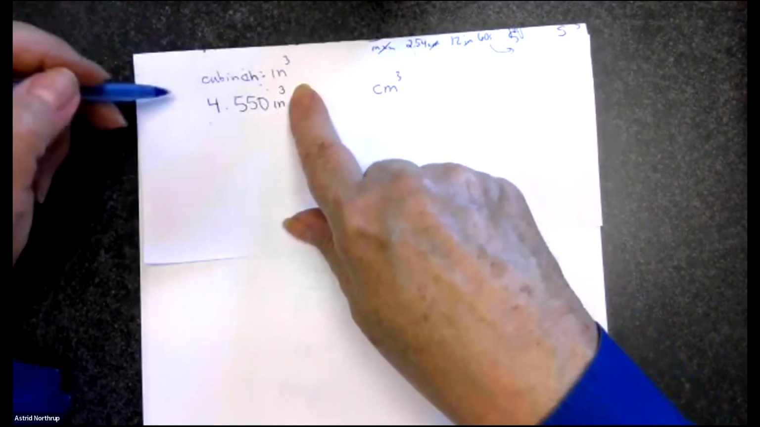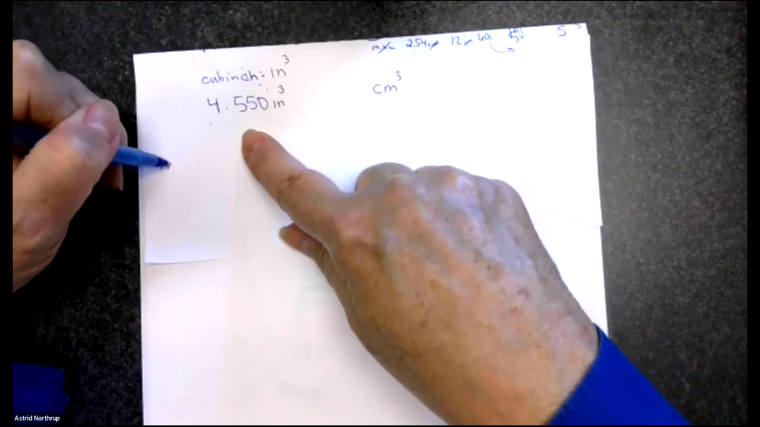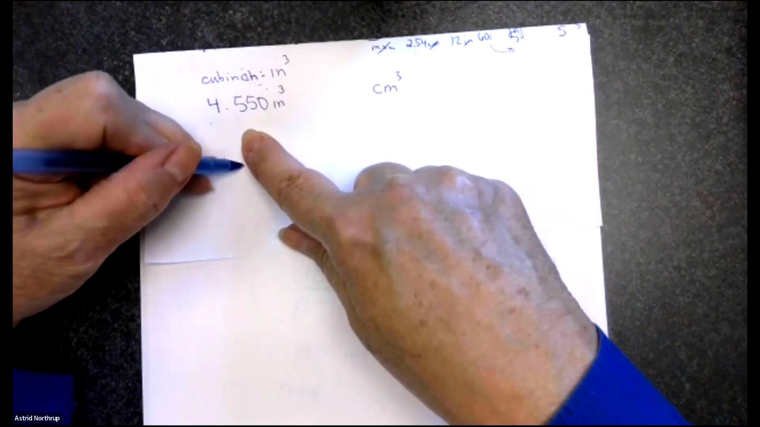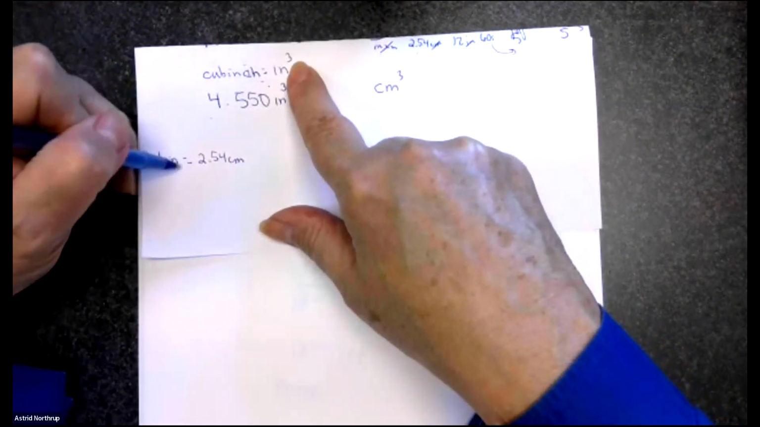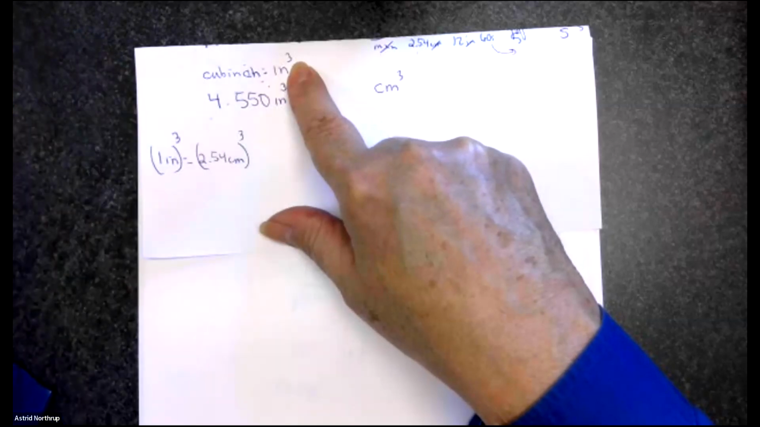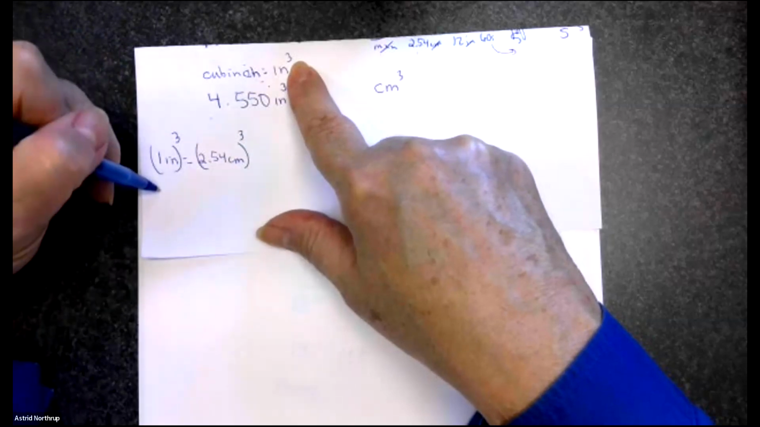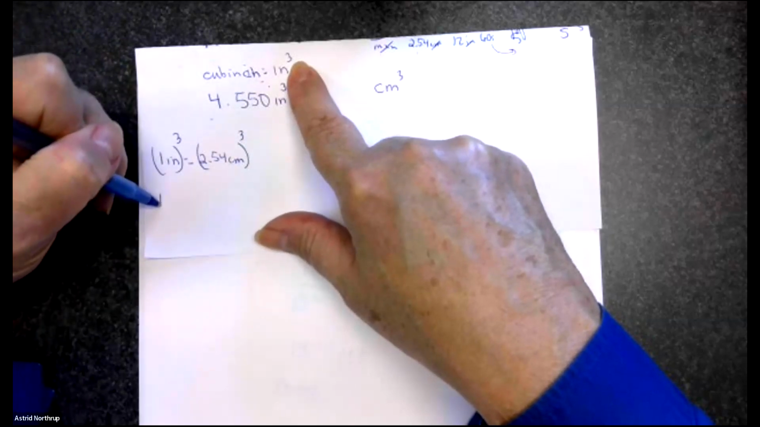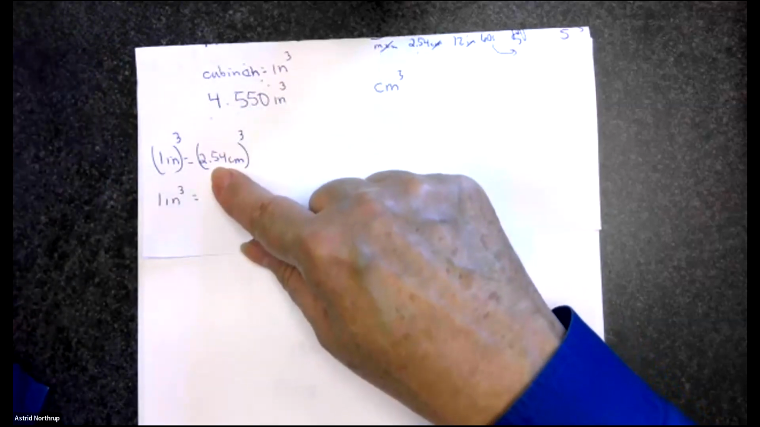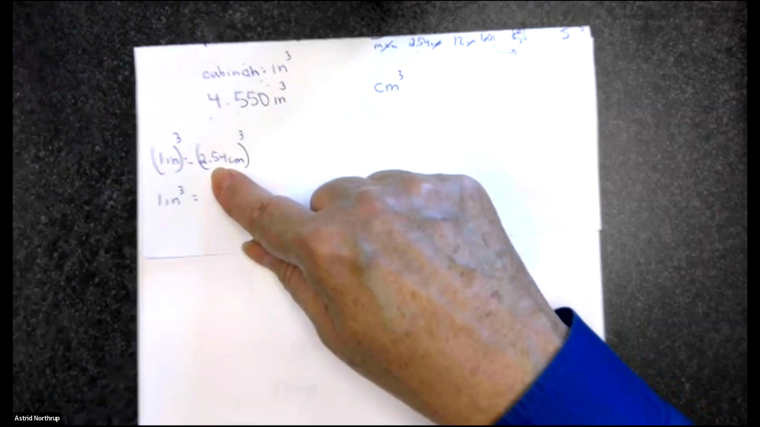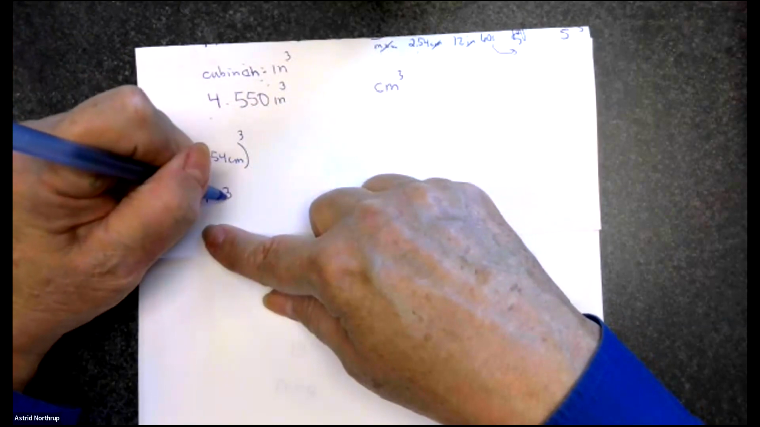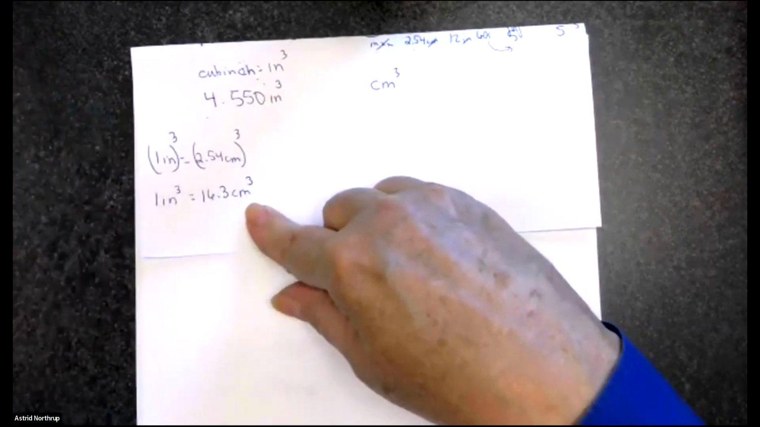Okay. Well, I know that 1 inch is the same amount as 2.54 centimeters. But what happens when I cube it or take it to the third power? Well, the answer is I have to take both sides, unit and number, to the third power. So 1 to the third power is just 1, and I get 1 inch to the third, but now I have to take 2.54 and take that to the third, which is, what's that value? Perfect, 16.3 centimeters to the third power.